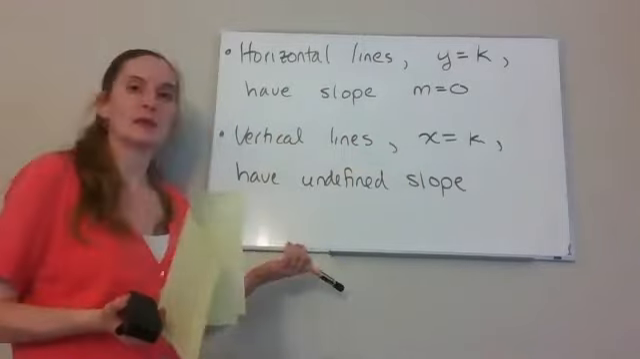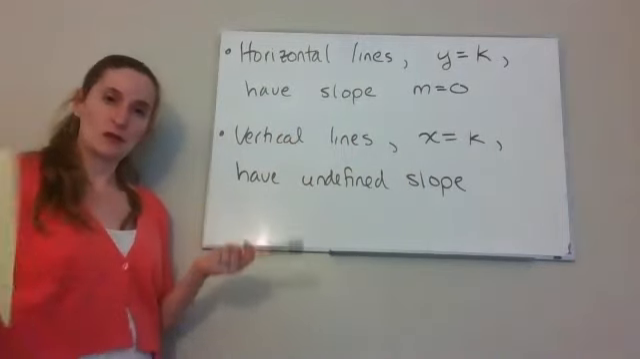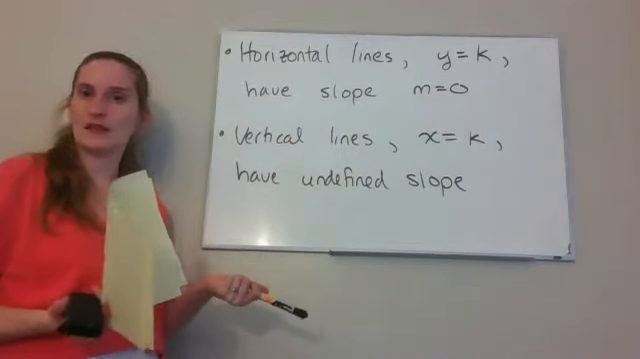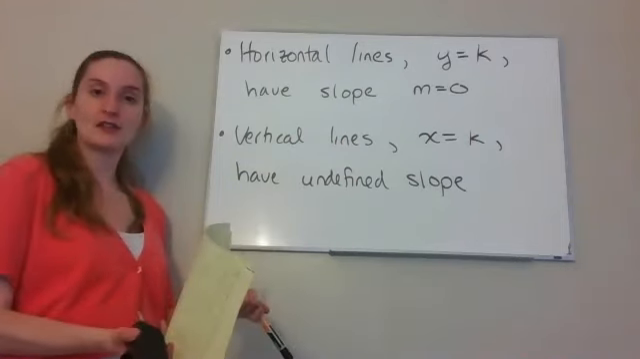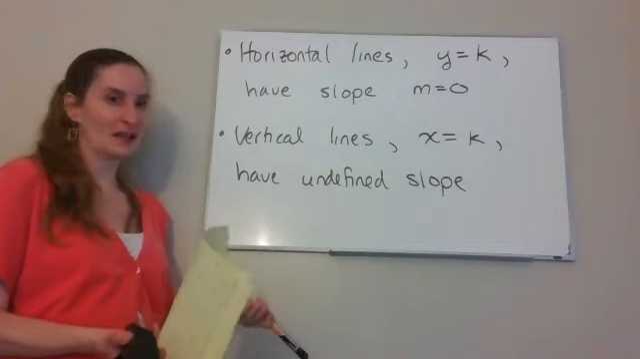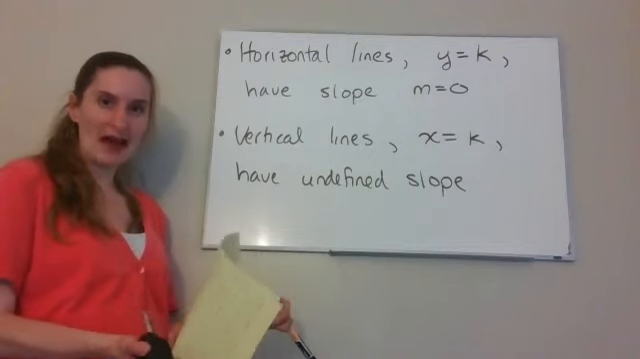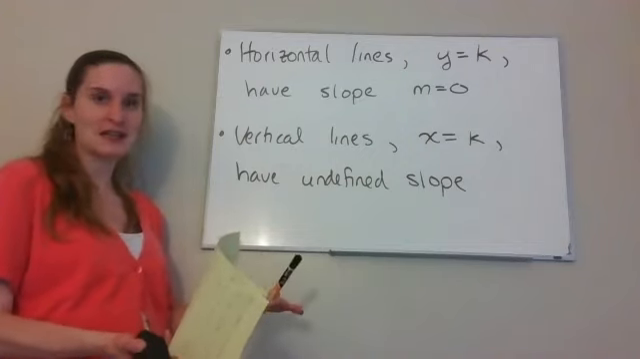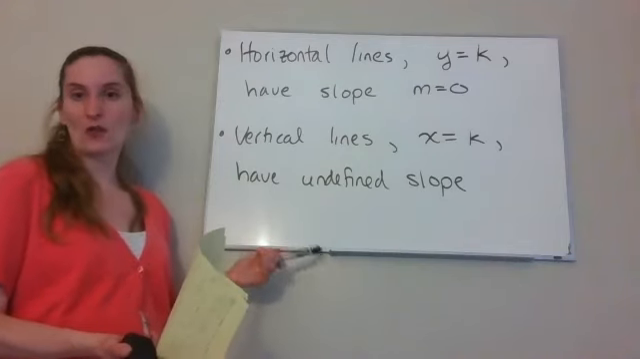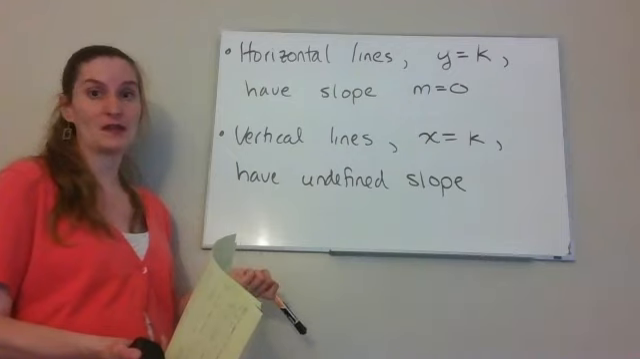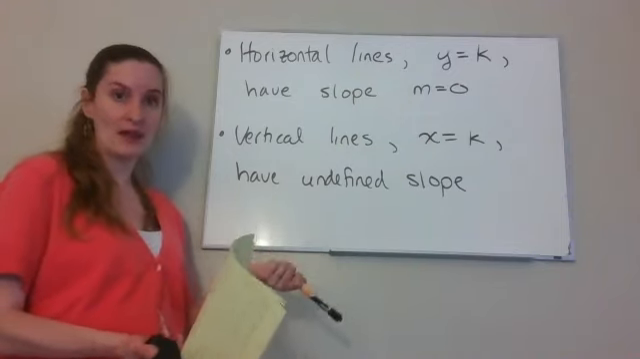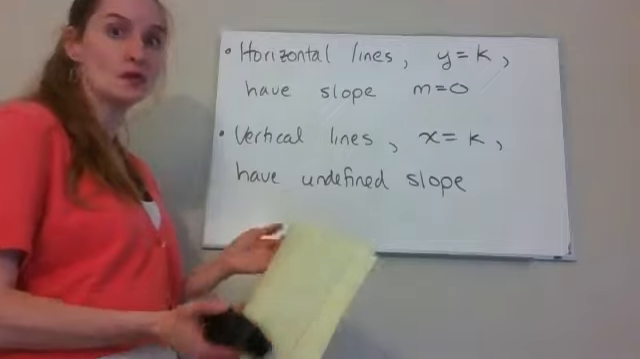An easy way to remember which one's which, think of your slope again as the steepness of the line. If you picture yourself walking along the line, a horizontal line is very, very easy to walk along. You don't really have a slope, you're just staying flat. A vertical line, if you tried to walk up that, it's not going to work. It has undefined slope because you're not even going to be able to walk up that particular graph. It's too steep.